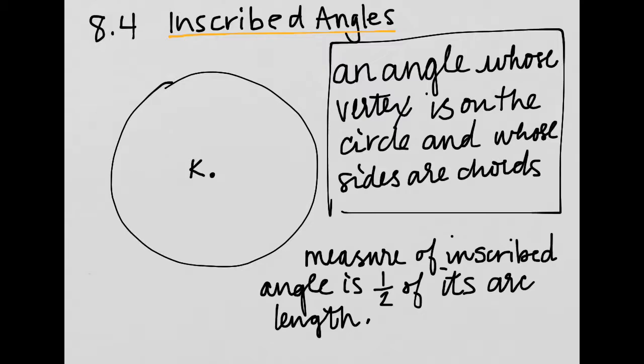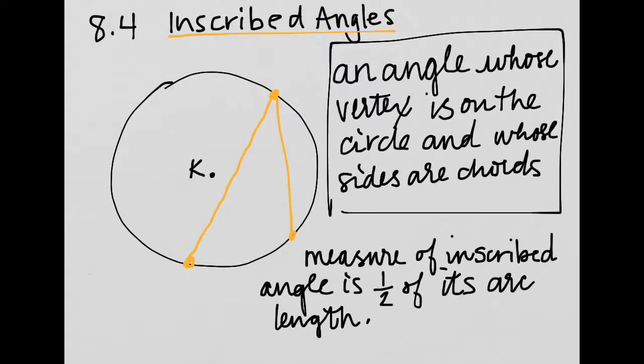Okay, inscribed angles. Inscribed angles are angles whose vertex is on the circle, and whose sides are chords. So, there's a vertex of some angle, and it's on the circle, and the sides are chords, which means their endpoints are also on the circle. So, there you go. There's an inscribed angle.